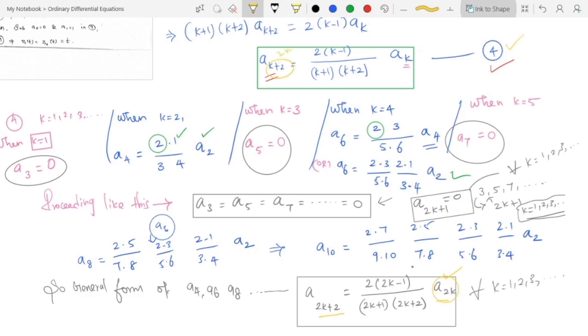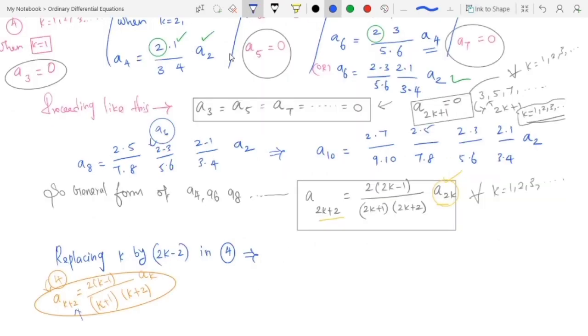So what we do? Note the point. We need a suffix a2k instead of a suffix k plus 2. So we have to replace k plus 2 by 2k. That means k replaced by 2k minus 2. That's all. So, replacing k by 2k minus 2 in equation 4.